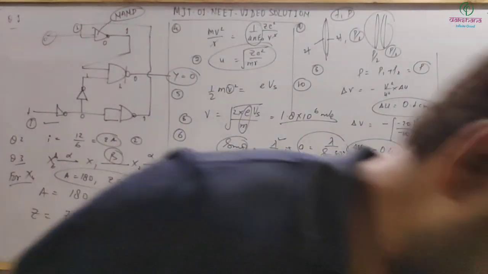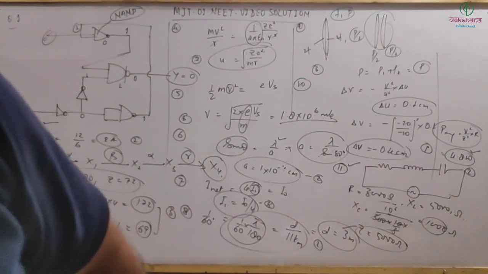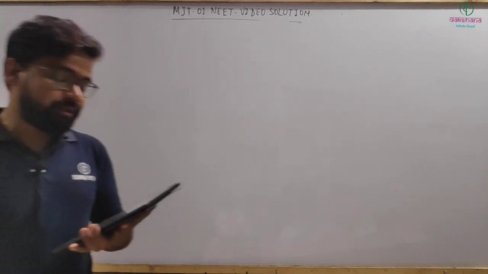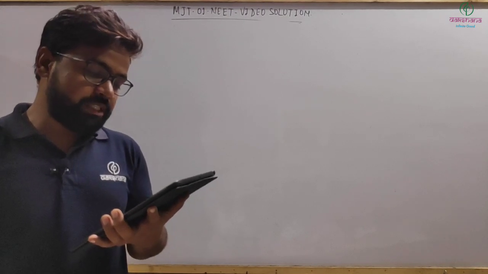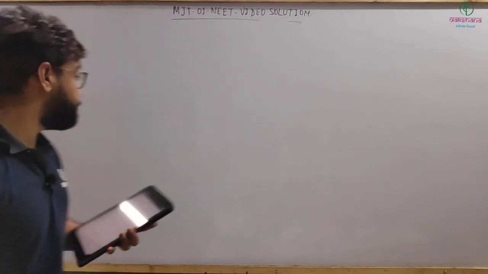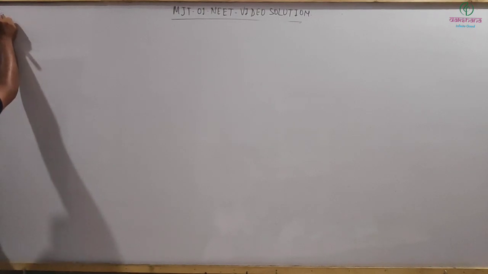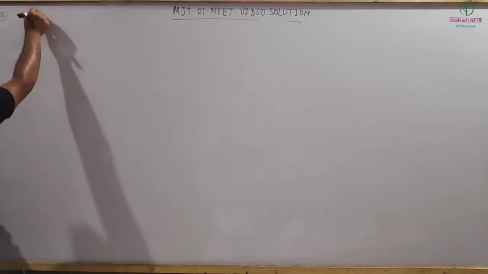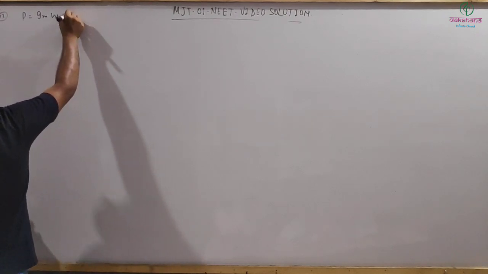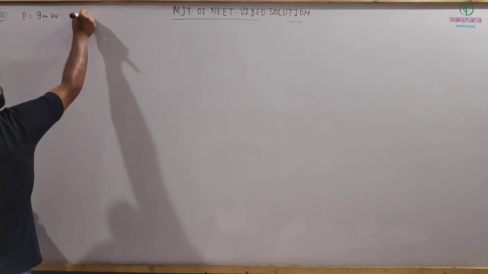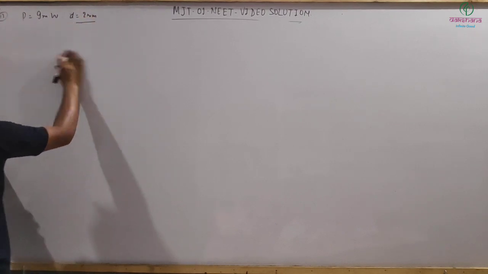Let me erase the board first. Okay, so next question number 12. A laser beam is of 9 milliwatt power, diameter 2 mm. What is the amplitude of magnetic field associated with it? So in question number 12, you have been given the power, that's 9 milliwatt, and the diameter is given as 2 mm. So now what is the relation basically?